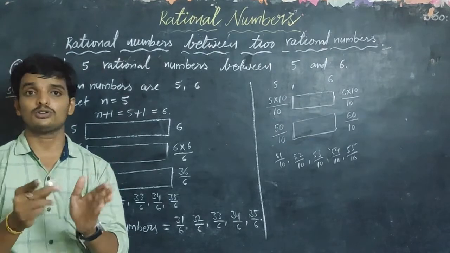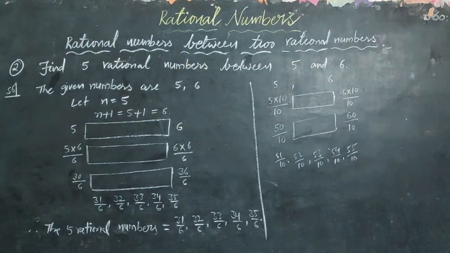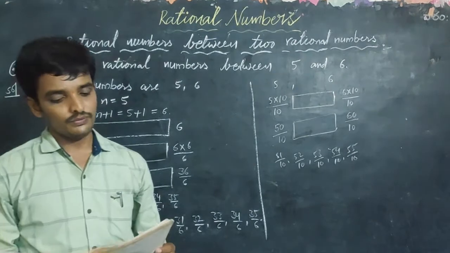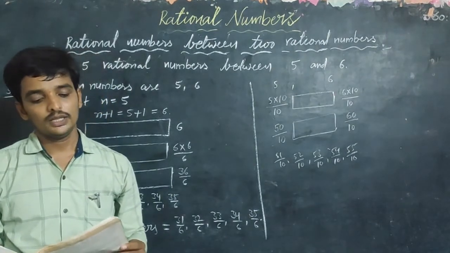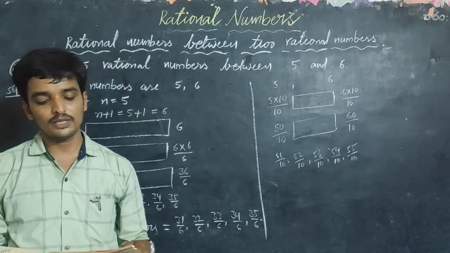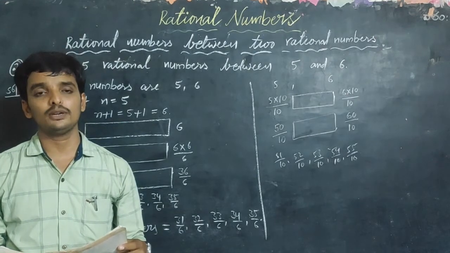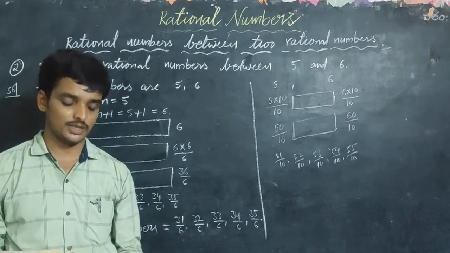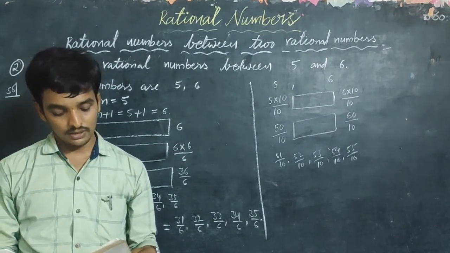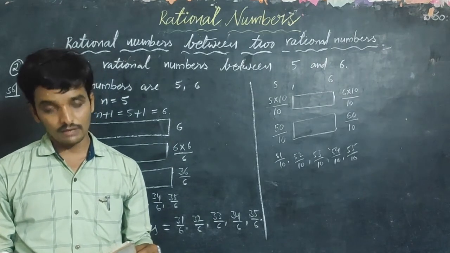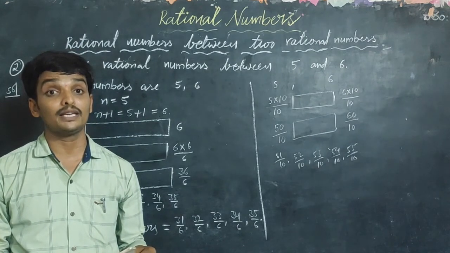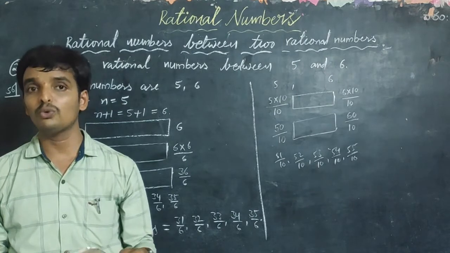I will give you some homework. In page number 4, the third question: find two rational numbers between 3 and 4 by mean method. You can do the homework. When you are watching this video, do the homework and send me the pics. And the questions below: find 5 rational numbers between 2 and 3 by mean method. They mention the mean method, so you have to do only the mean method.